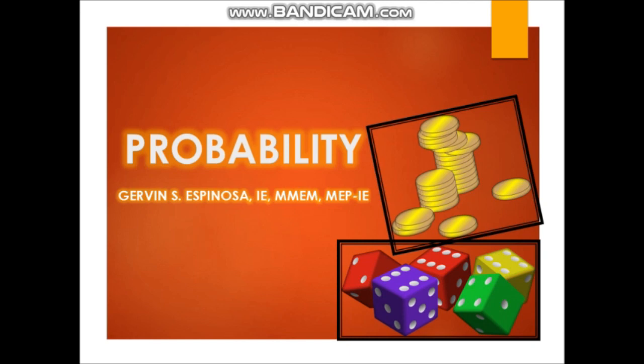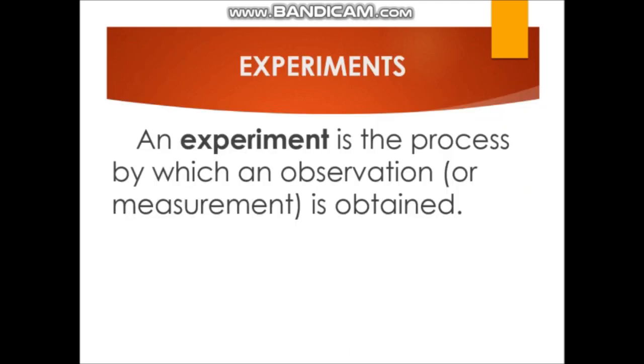Now, let me present to you what an experiment is. An experiment is the process by which an observation or measurement is obtained. By conducting an experiment, we can identify the set of all possible outcomes in that particular experiment, and those possible outcomes will help us to identify the probability of an event.